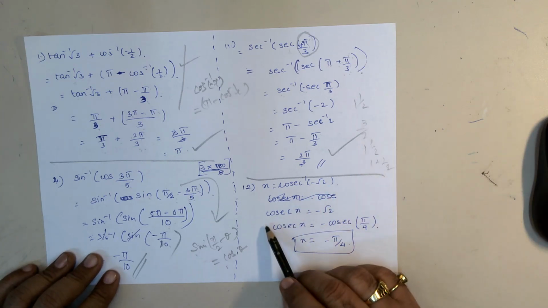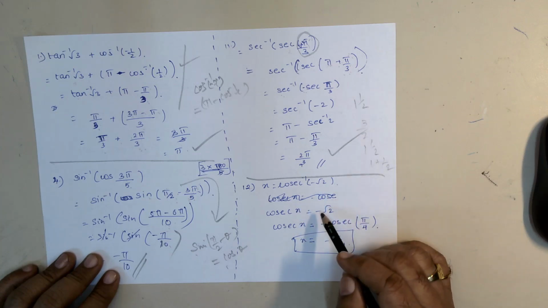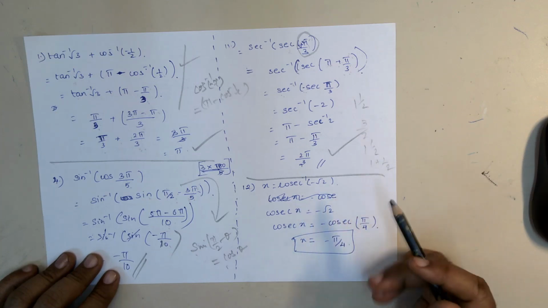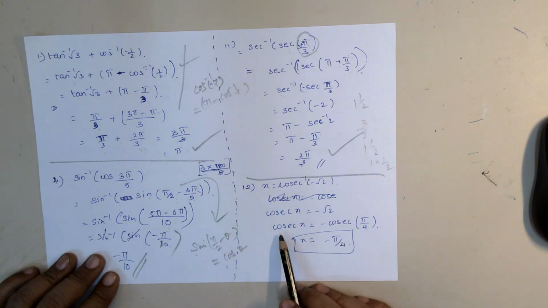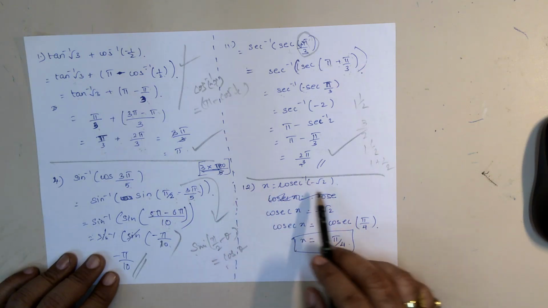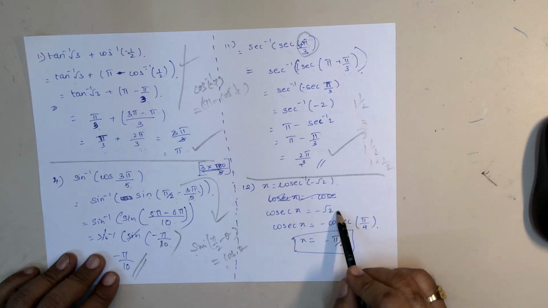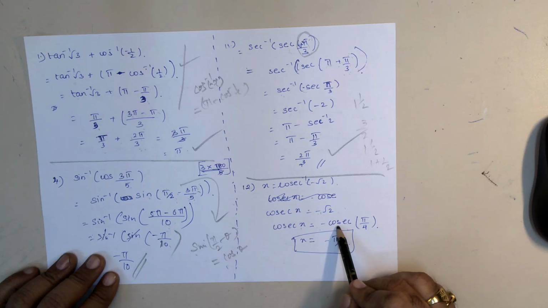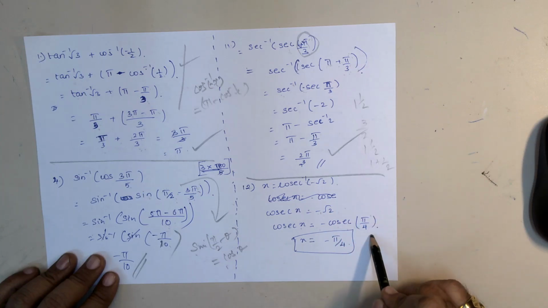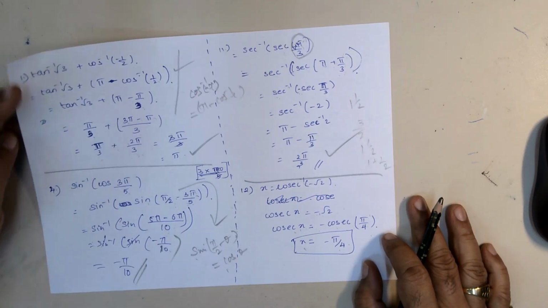The next one: x is equal to cosecant inverse of minus 1 by root 2. So here cosecant x is equal to minus root 2. Minus root 2 is nothing but minus cosecant of pi by 4. Therefore, you can relate x is equal to minus pi by 4.